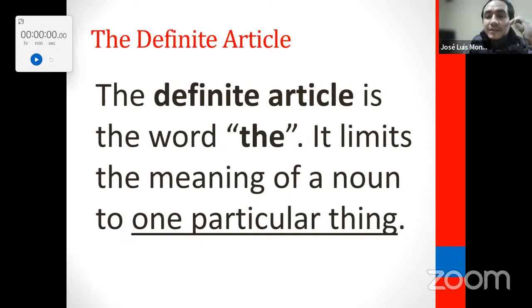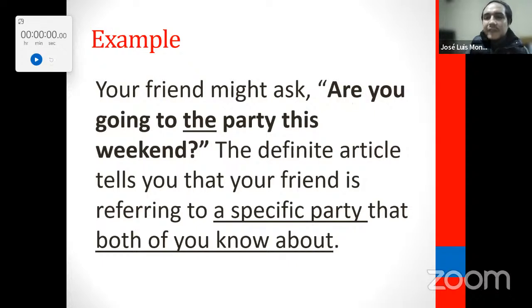Great. So you know that here, one particular thing can be one specific thing, or one specific group, or one specific set of actions. That's why you say, the dogs. If you say the dogs, it is not every dog, the dogs means a specific group of objects or animals over there. Very specific.